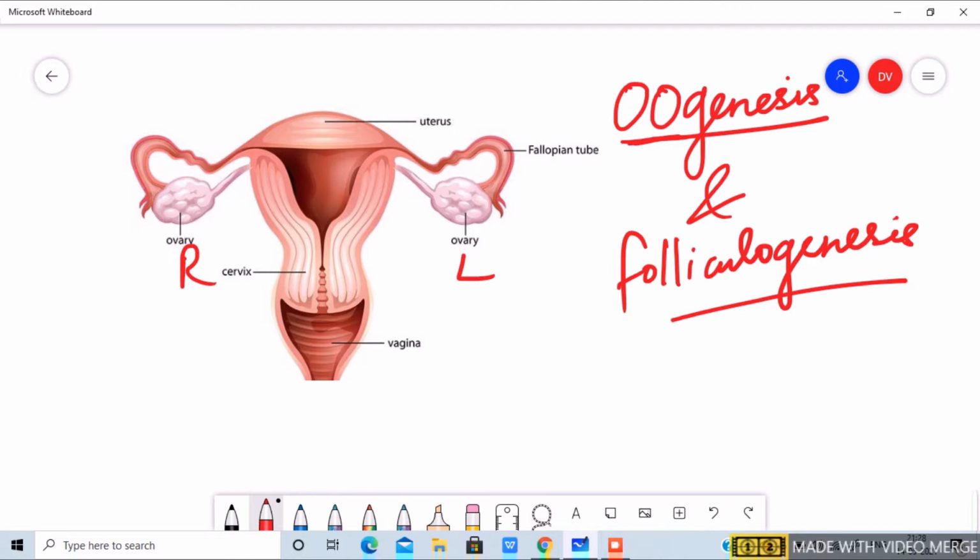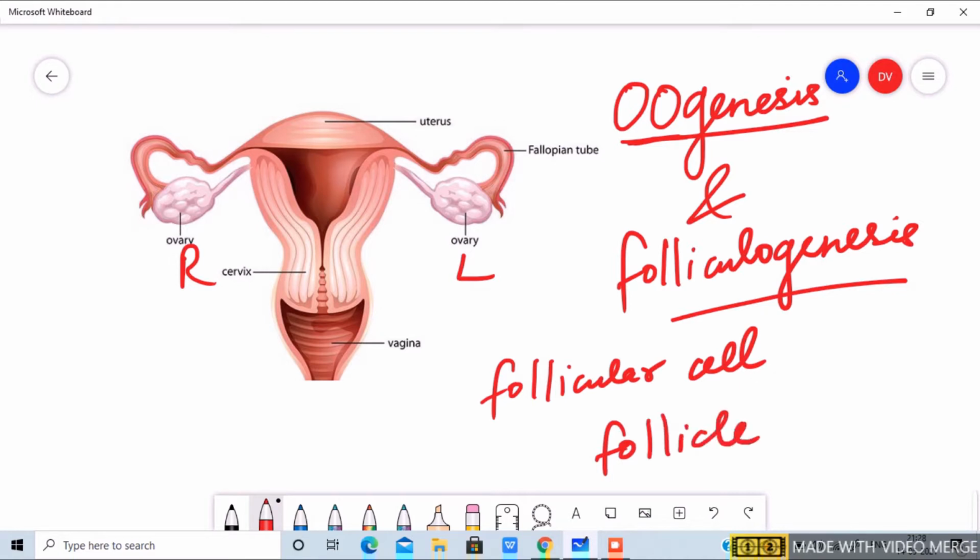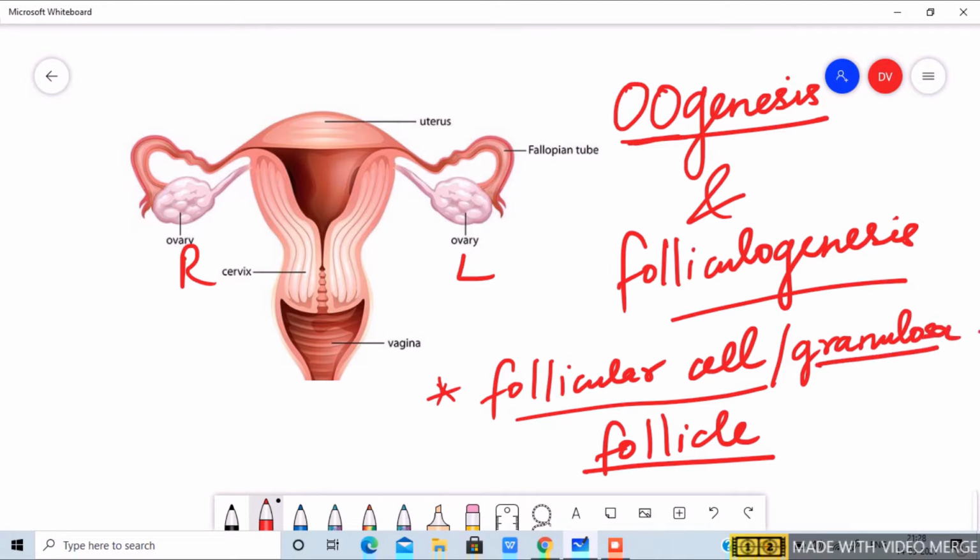There is one important thing which you have to know. Follicular cells and follicle are both different. Very important. Most students will confuse this. Follicular cells are also known as granulosa cells. If suppose this is the egg, the blue part, some cells will be surrounding the egg and providing nutrition to the egg. These surrounding cells are known as follicular cells or granulosa cells.